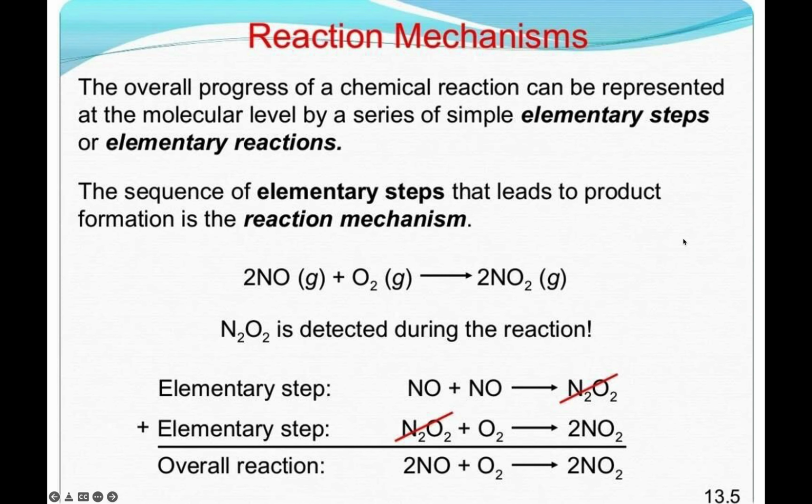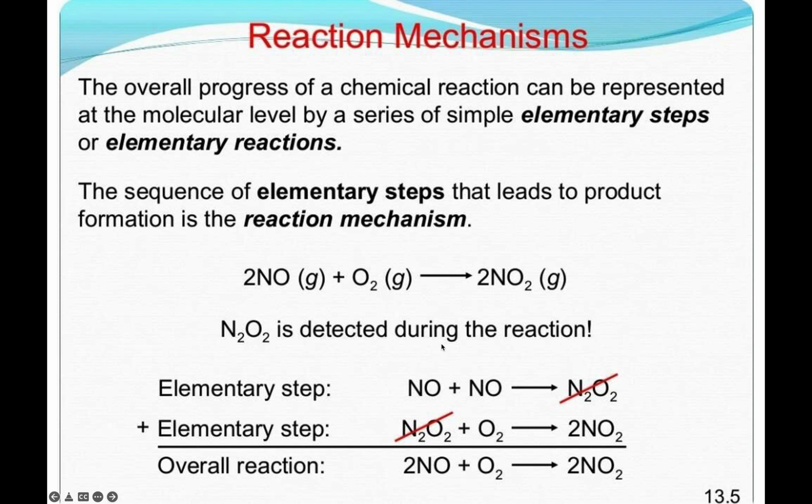Now reaction mechanism, when you just go through those points, you can understand one important concept here. That is, the chemical reaction progresses, we can just split it into a series of simple steps. So sequence of steps which leads to the product formation is shown here. That is a reaction mechanism. See, for example, we have got an equation like 2NO reacts with O2 oxygen to give 2NO2. So you can see one thing is that N2O2, here nowhere you can see N2O2, but it is dictated during the reaction. How? So we will look into the elementary step.